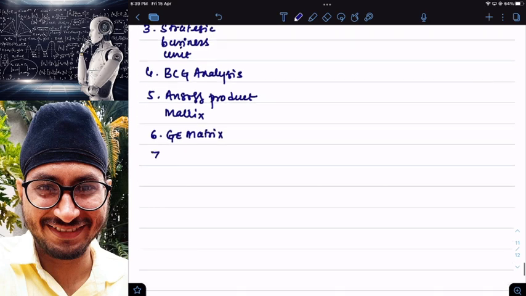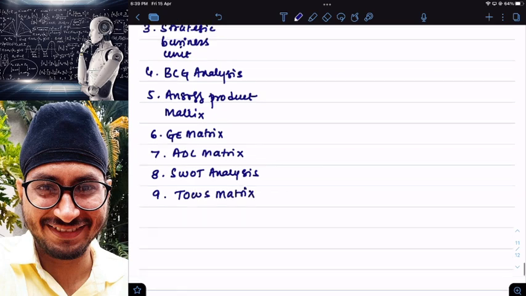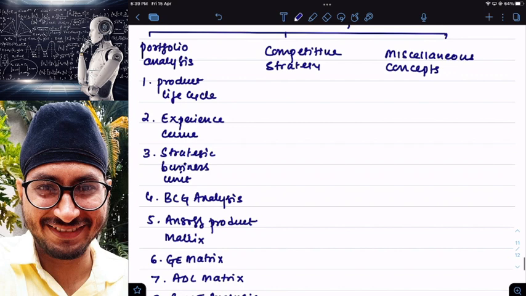Then we are going to study about ADL matrix. Then SWOT analysis. And then TOWS matrix. Clear? These are the 9 concepts we are going to study in portfolio analysis. Then coming to competitive strategy.